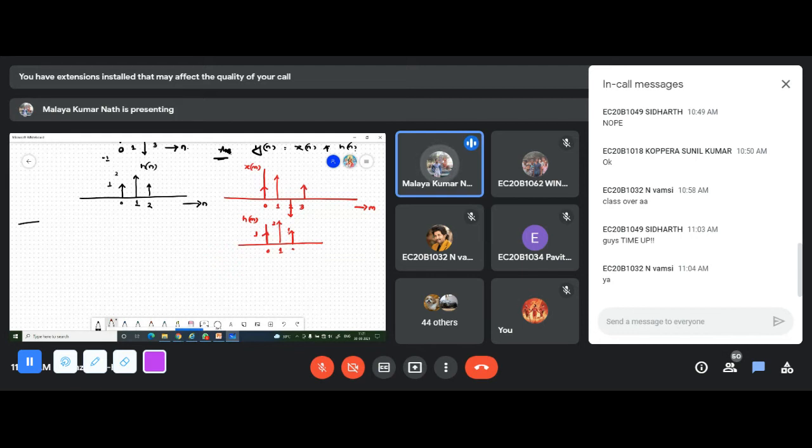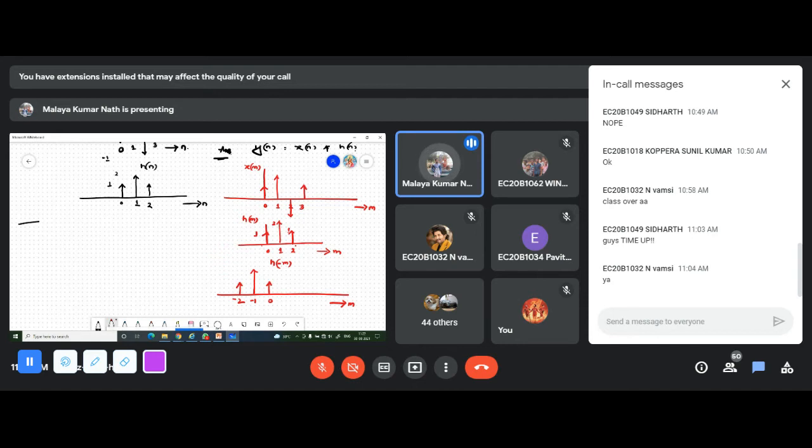If we look at your h of m, this has 3 samples. If we look at your x of m, this has 4 samples. So now x of m has to be folded. If I fold this, at n equal to 0 it stays, at -1 it will become this, and at -2 it will become this. I hope it is clear to you. So that means I have folded it, and this is your -n. Clear? Am I right?